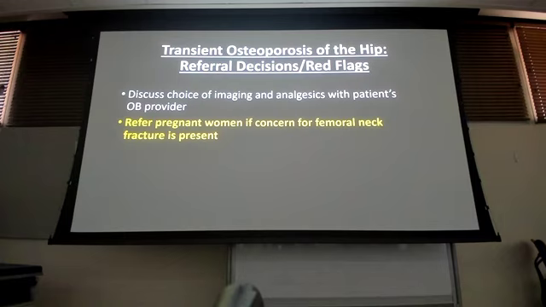His question was, should we get a DEXA scan? I would tell you this, it's transient, right? So we kind of decide where it's at. Do we use our imaging studies to guide our treatment? We do. So I would say that if you look at it, and you decide for yourself it's not osteonecrosis, right? Can you get a CT scan on a pregnant person?